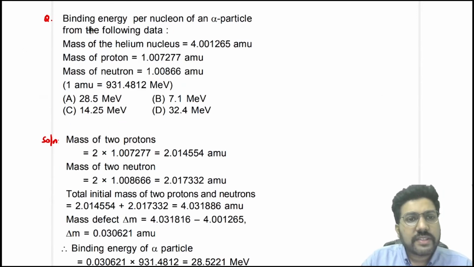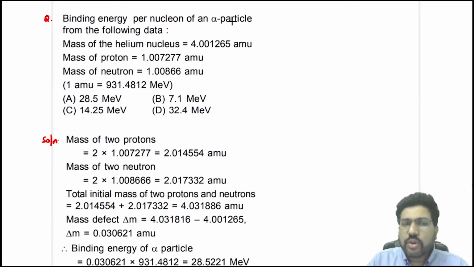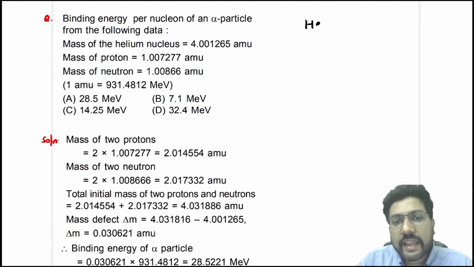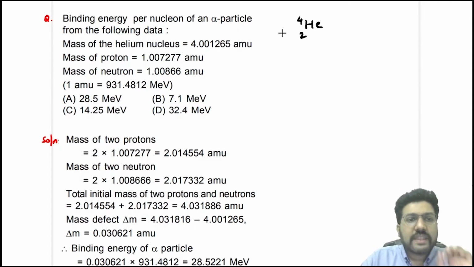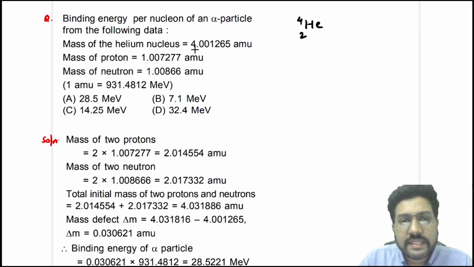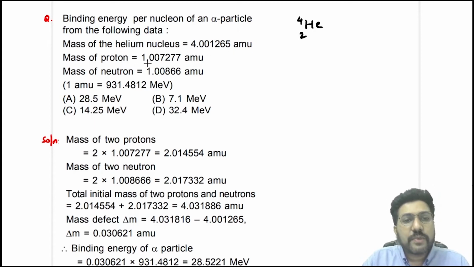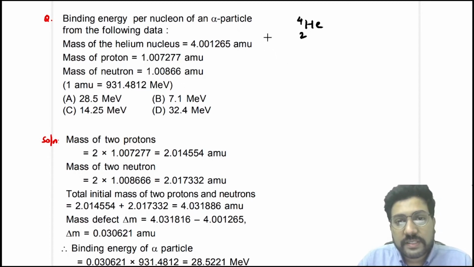In the next question, what they are saying is the binding energy per nucleon of an alpha particle. So they are asking you the binding energy per nucleon for He24, helium nucleus. Alpha particle means doubly ionized helium, that is helium nucleus. For that they have given you some information, and that is mass of the helium nucleus is something AMU, mass of the proton is something AMU, and mass of the neutron is something AMU, right? So now we have to find the binding energy of He2 plus, right?